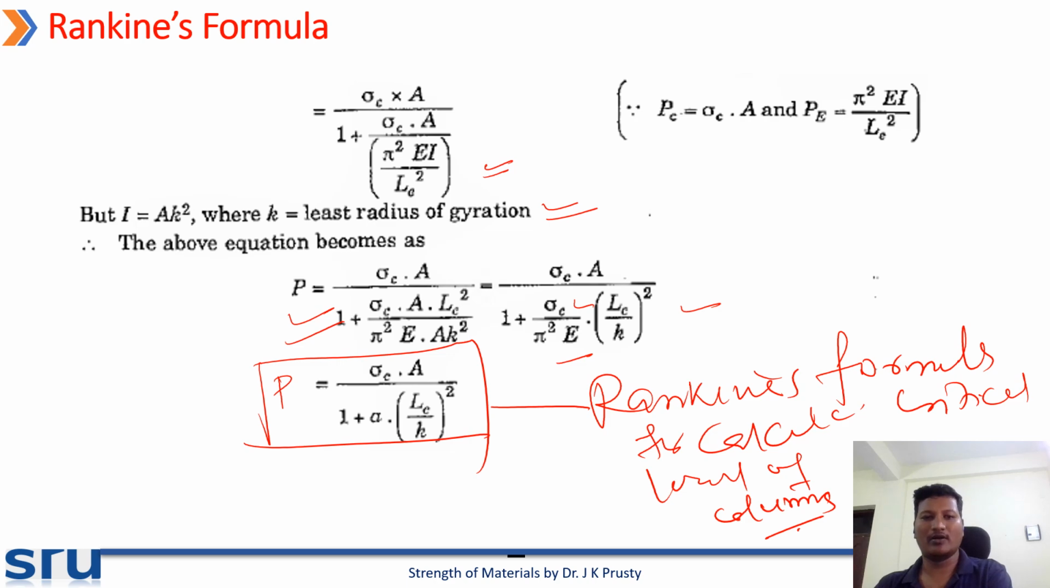I hope you understood this. So in the next class we'll discuss some applications of Euler's formula and Rankine's formula, so that we can understand how to predict the buckling failure with different kinds of cross sections, different orientations, and different end conditions of the column. Thank you.